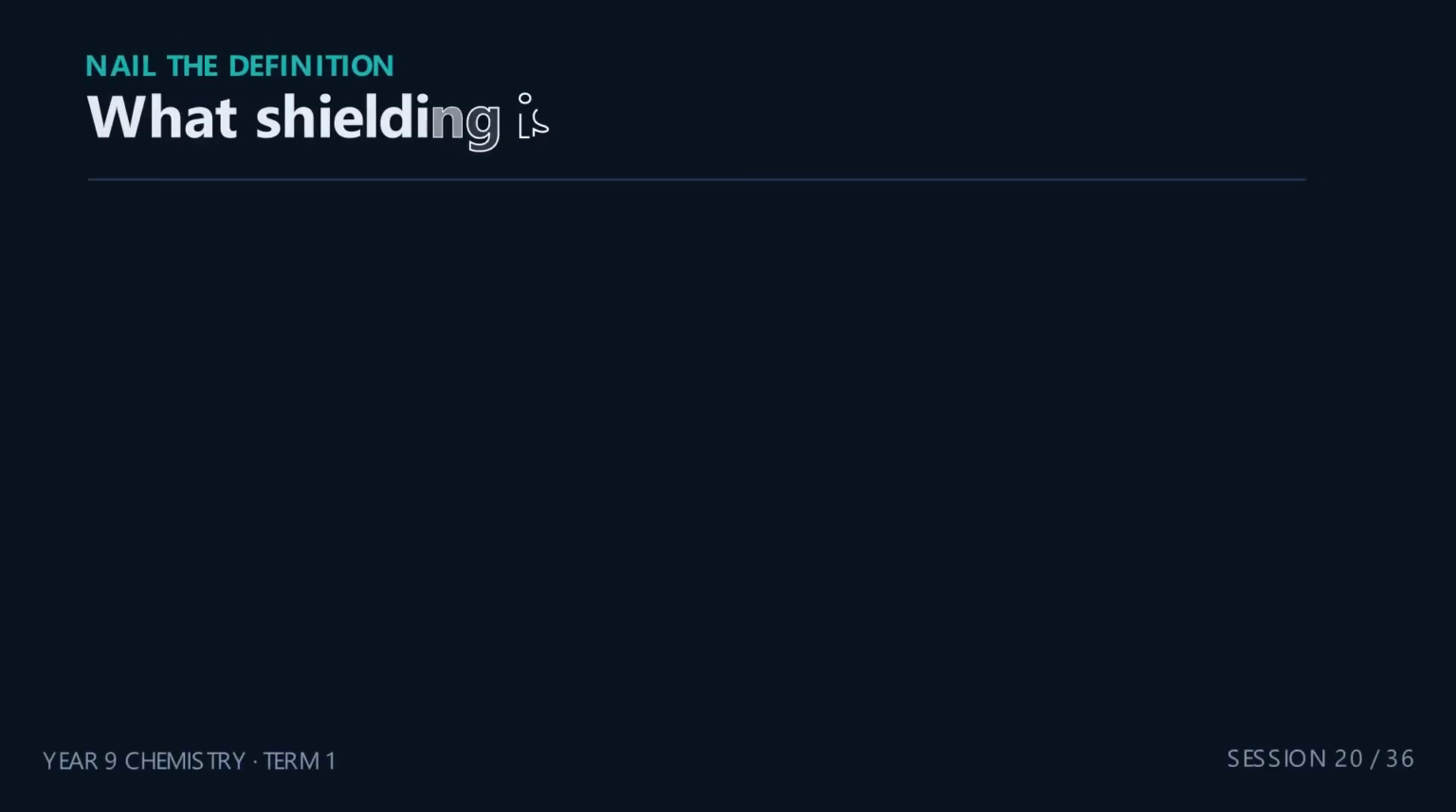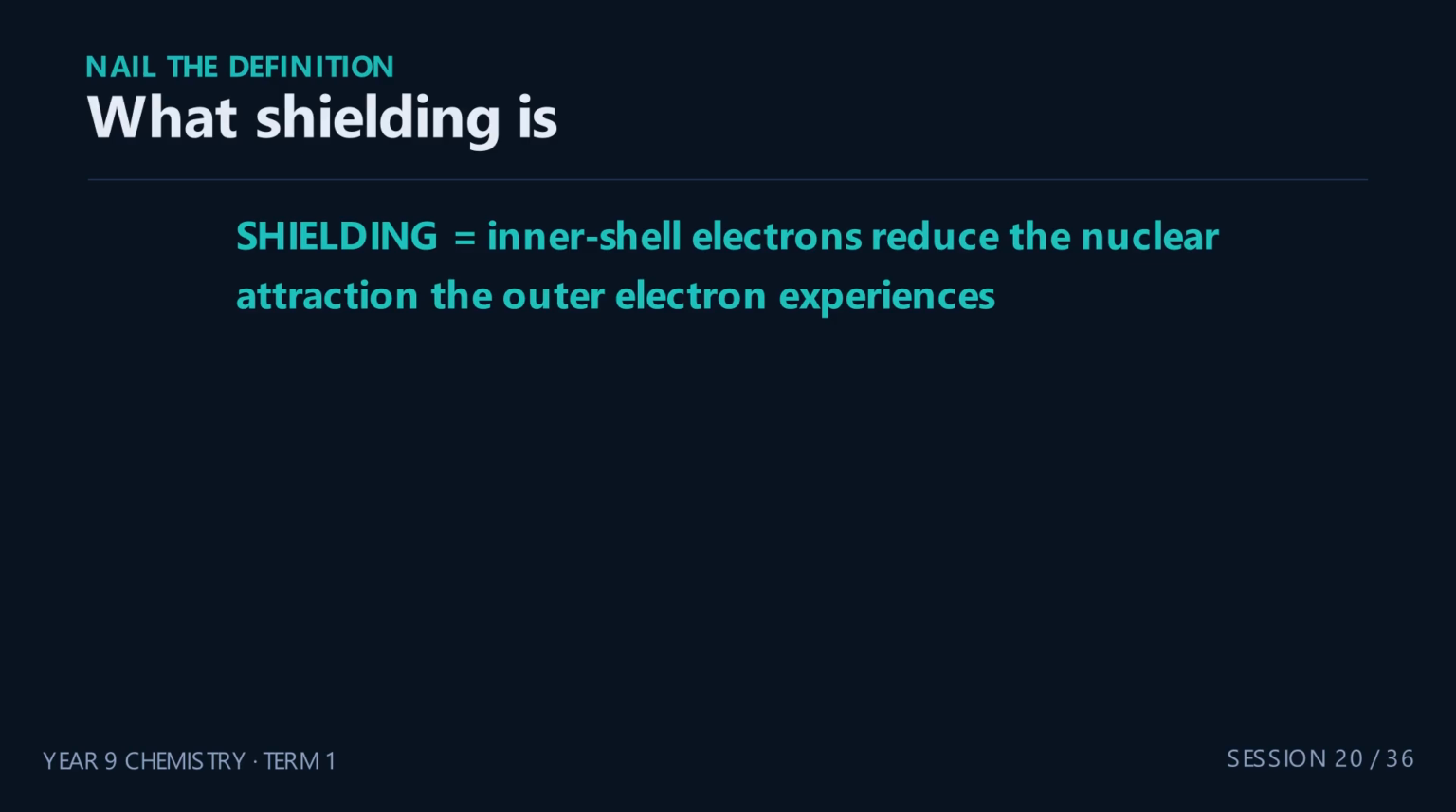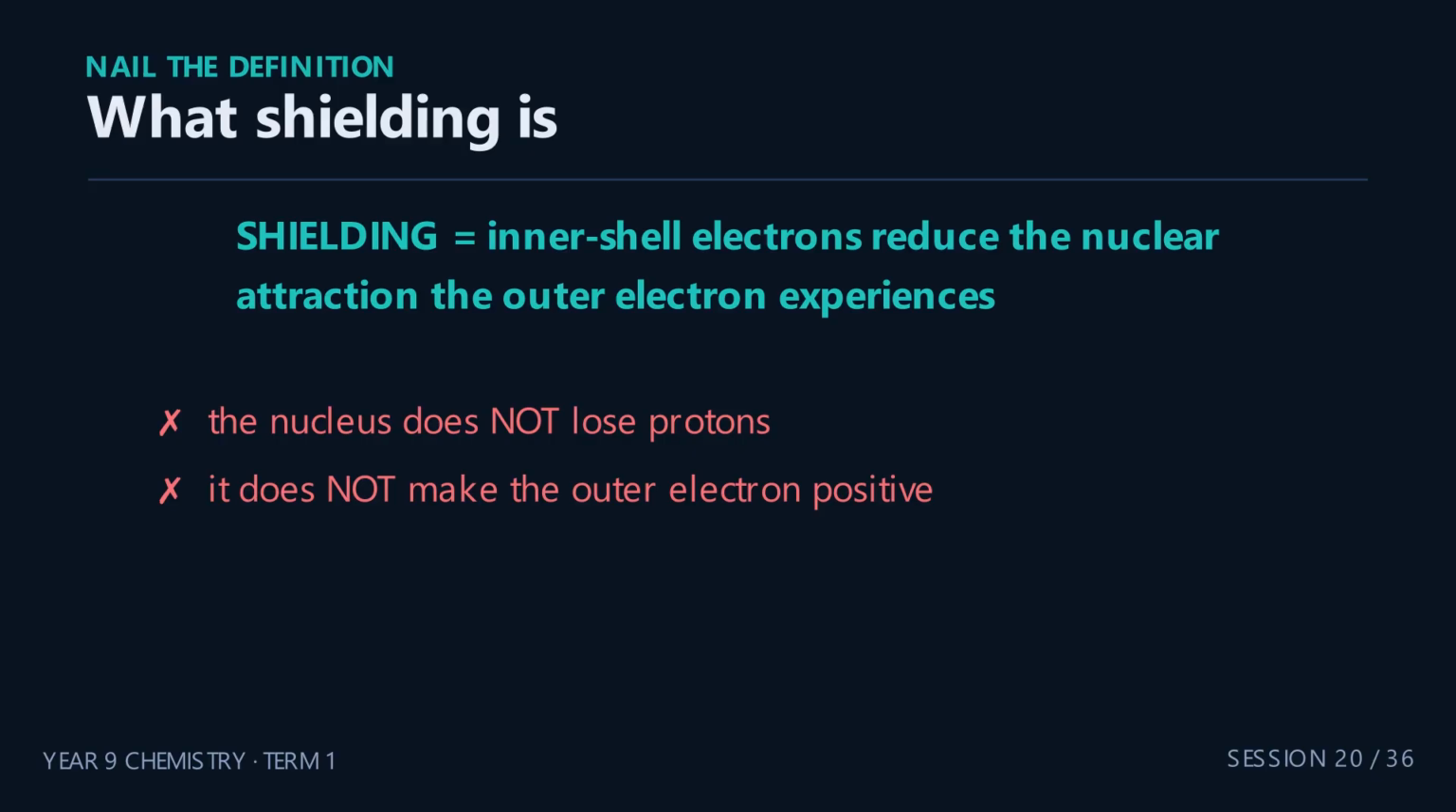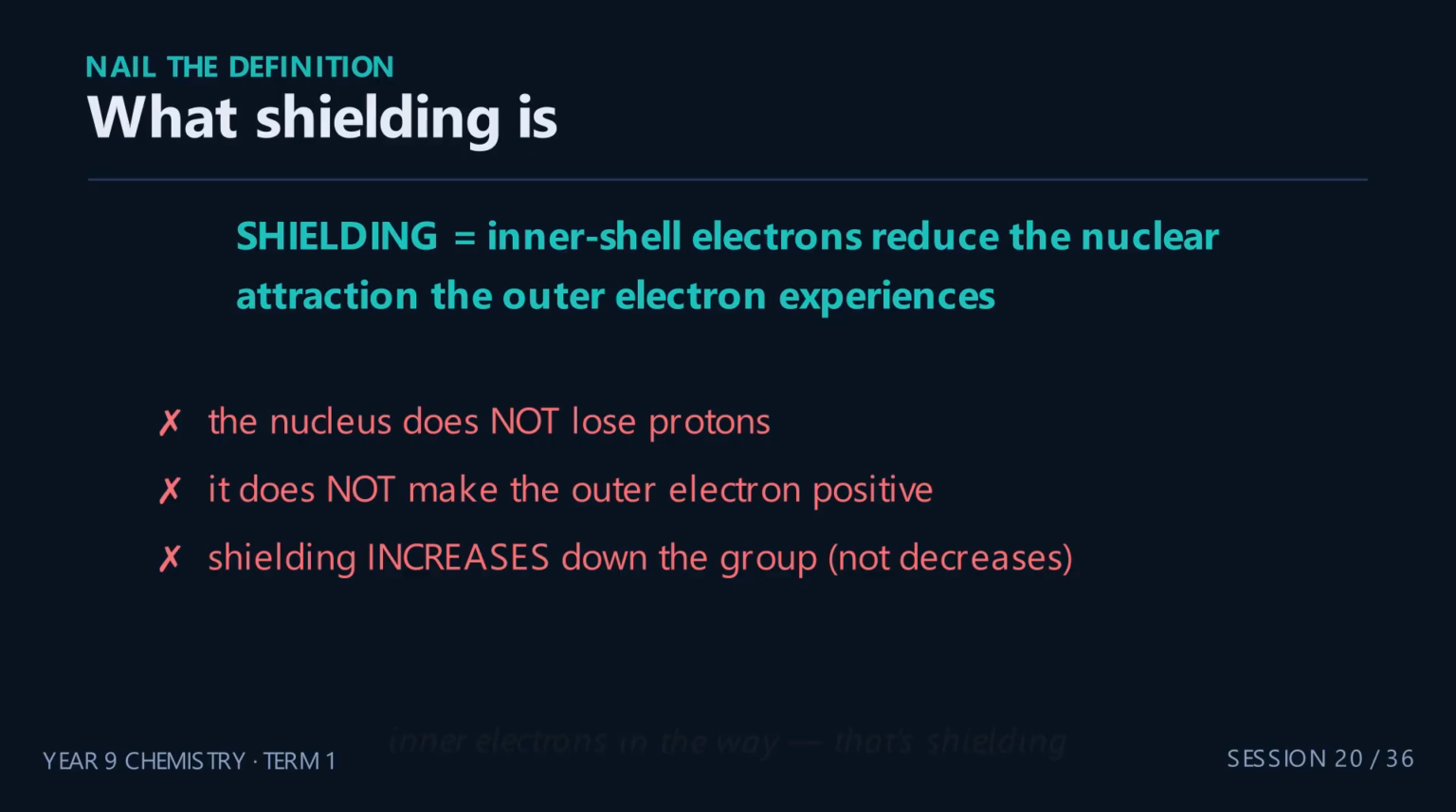Let's nail shielding, because the wrong answers are tempting. Shielding means the inner shell electrons reduce the nuclear attraction that the outer electron experiences. That is all. It does not mean the nucleus loses protons. It does not make the outer electron positive. And shielding increases down the group as more inner shells are added. It does not decrease. Inner electrons in the way. That is shielding.